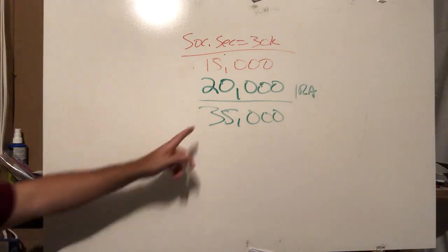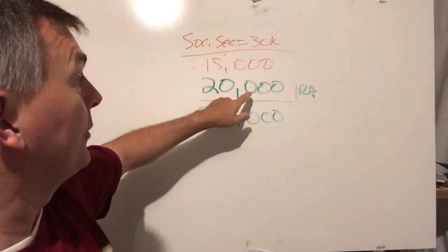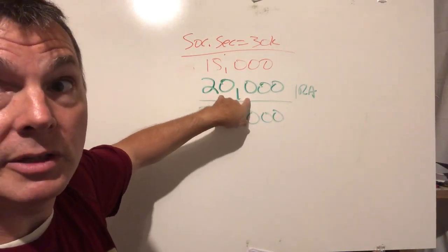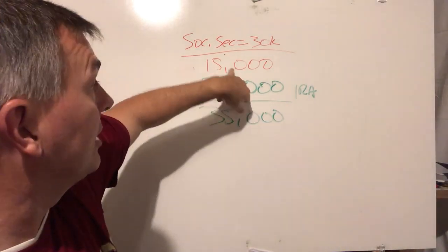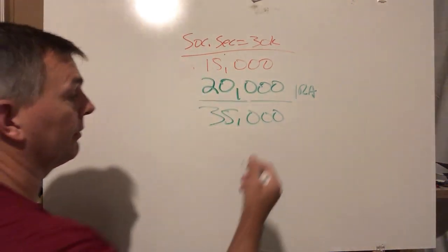All right, so we got $35,000 is her provisional income. She has $30,000 Social Security, $20,000 IRA distribution. We take the $20,000 IRA distribution plus half of the Social Security that she has. So she has $35,000 as her provisional income.